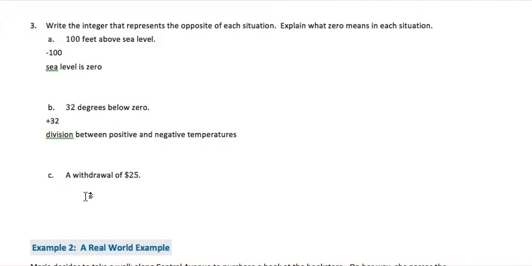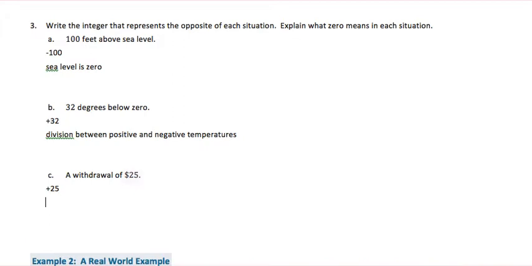And then our final example, a withdrawal of $25 is a negative because it is decreasing your bank account. The opposite of a withdrawal would be positive 25. And 0 in this example would be a 0 balance in the account.